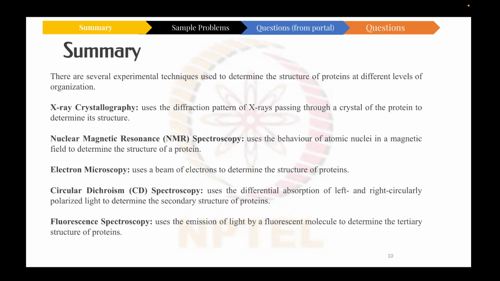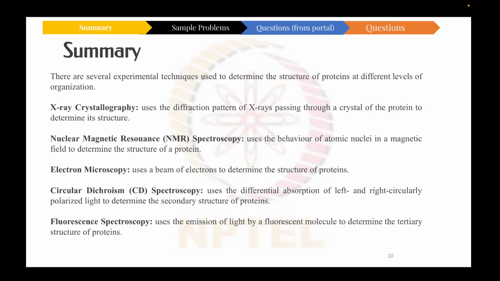Then we have fluorescence spectroscopy also. Fluorescence spectroscopy involves tagging proteins with fluorescent molecules that emit light when excited at a specific wavelength. By measuring the emitted light, researchers can gather information about the protein's tertiary structure and dynamics. This allows one to study protein interactions, conformational changes, and environmental effects in real time.